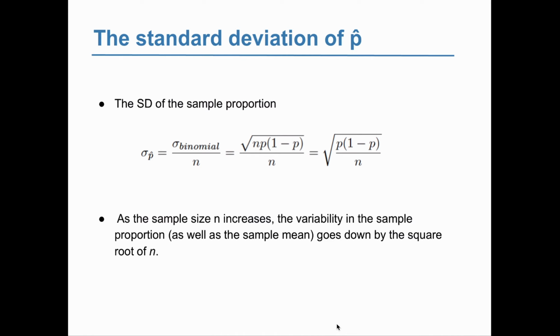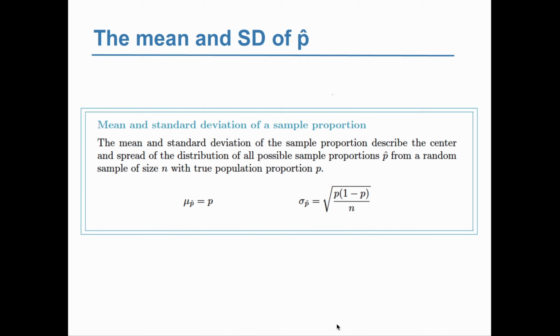The standard deviation of the sample proportion: remember, the standard deviation of a binomial is the square root of n times p times 1 minus p. We divide that by n, and we can write that as the square root of p times 1 minus p over n. So as the sample size n increases, the variability in the sample proportion goes down by the square root of n, just like with our sampling distribution for a mean. So that is the mean and standard deviation for a sample proportion.